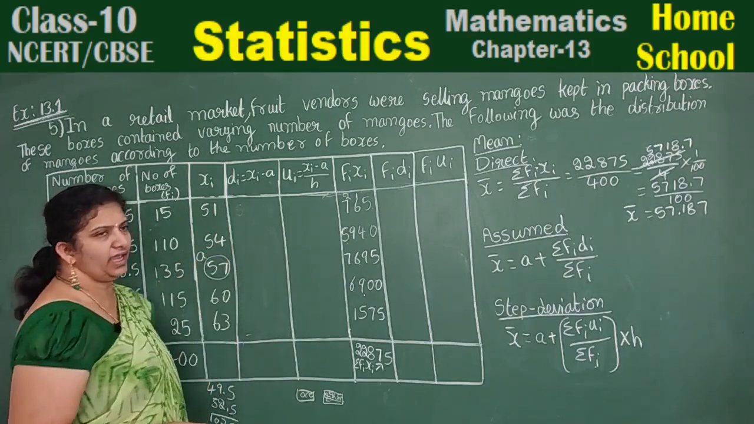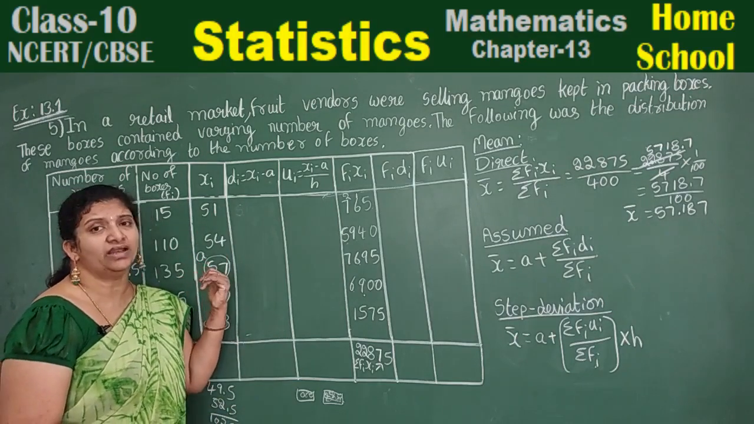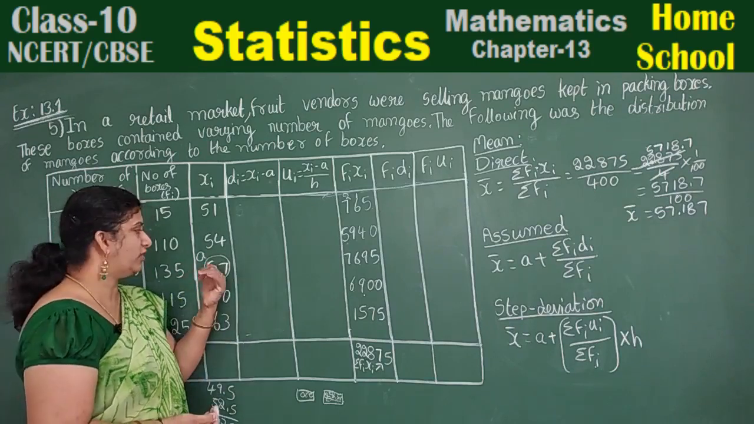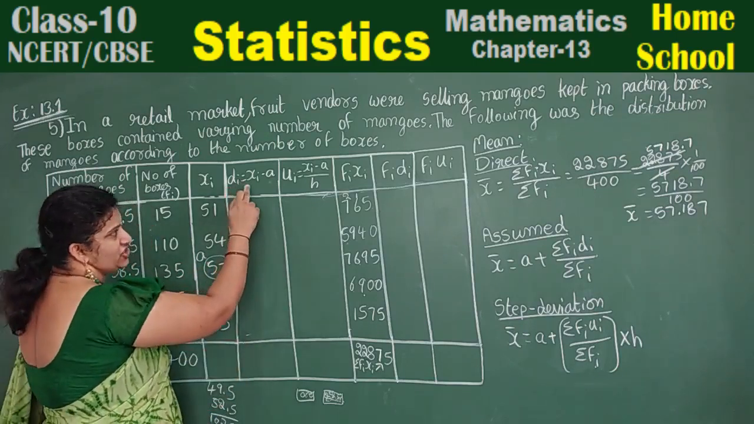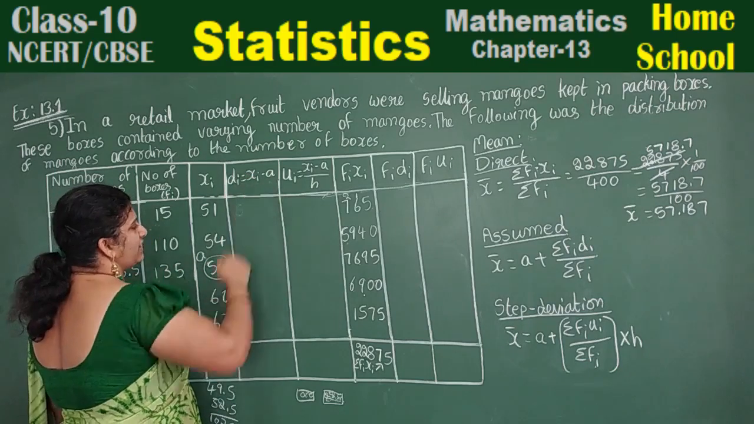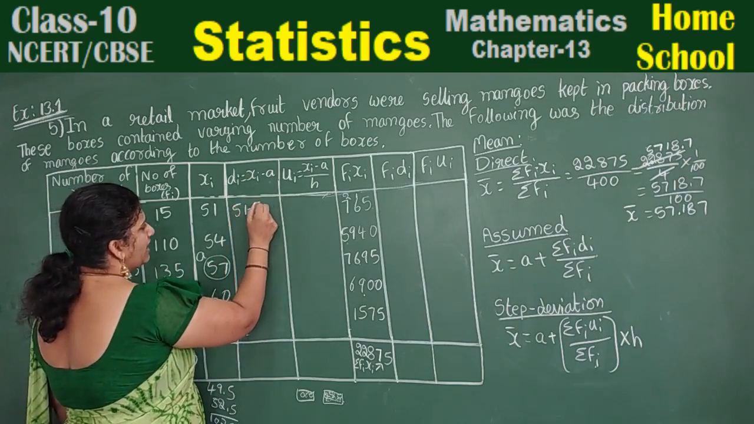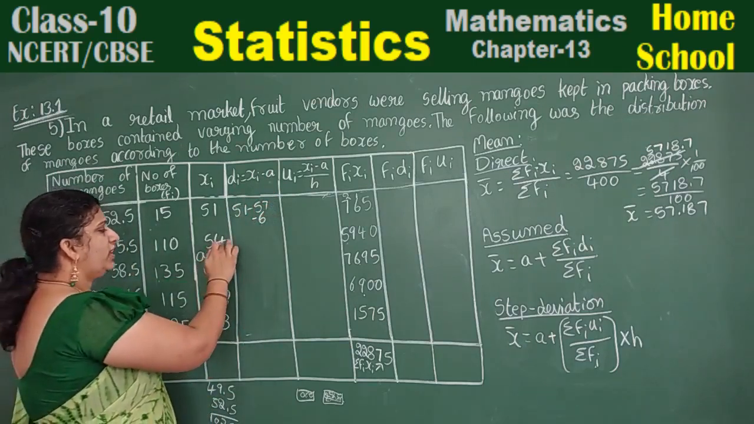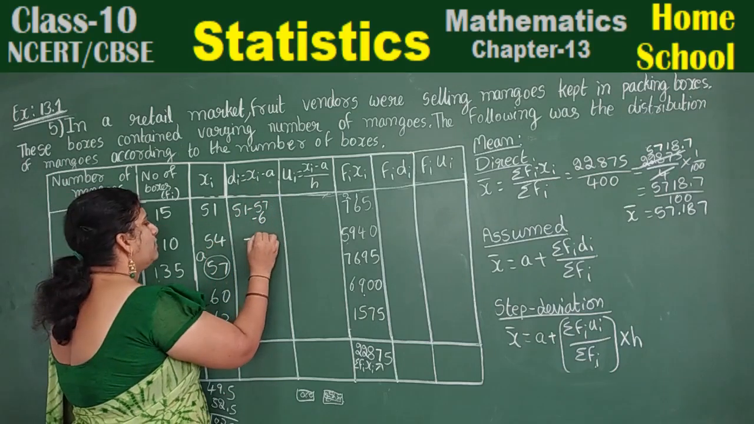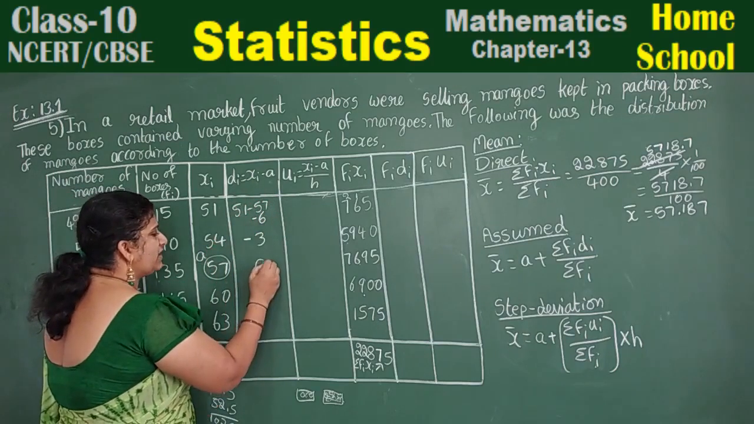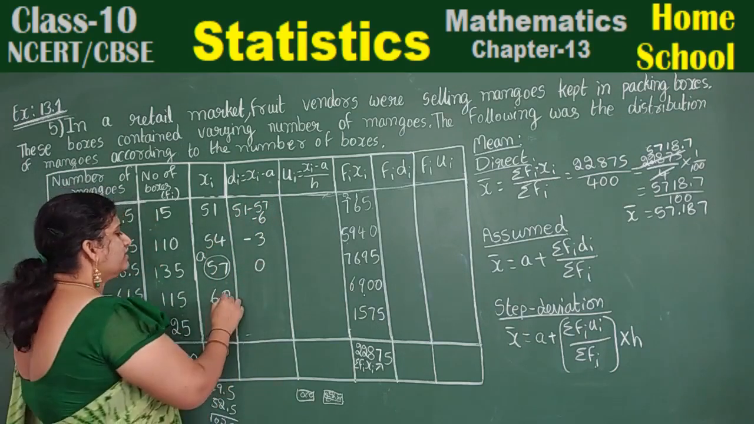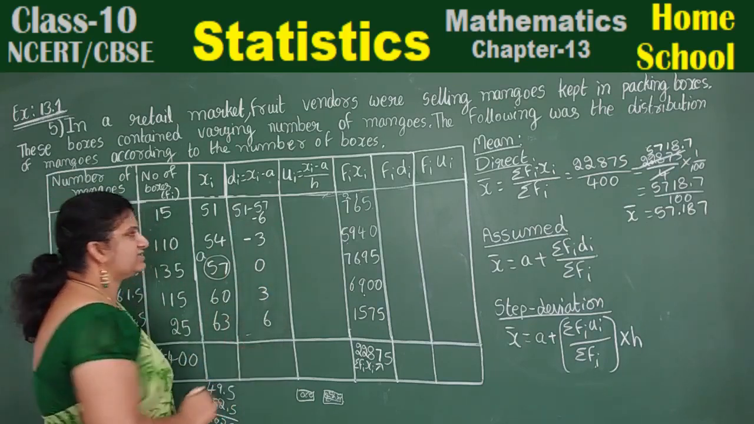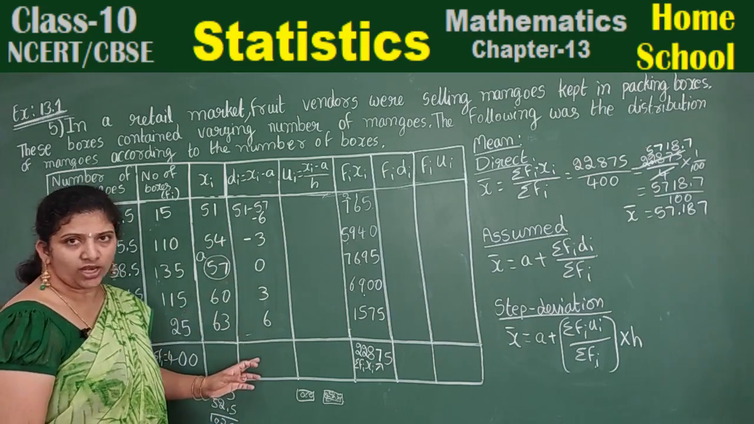Let us mark it a. Actually, before we used to mark the assumed value with a capital A, but now according to your textbook, we need to follow with a small a. Deviation di is equal to xi minus a. 51 minus 57, it will be minus 6. 54 minus 57, minus 3. 57 minus 57, 0. 60 minus 57, 3. 63 minus 57, 6. The deviation column is completed.